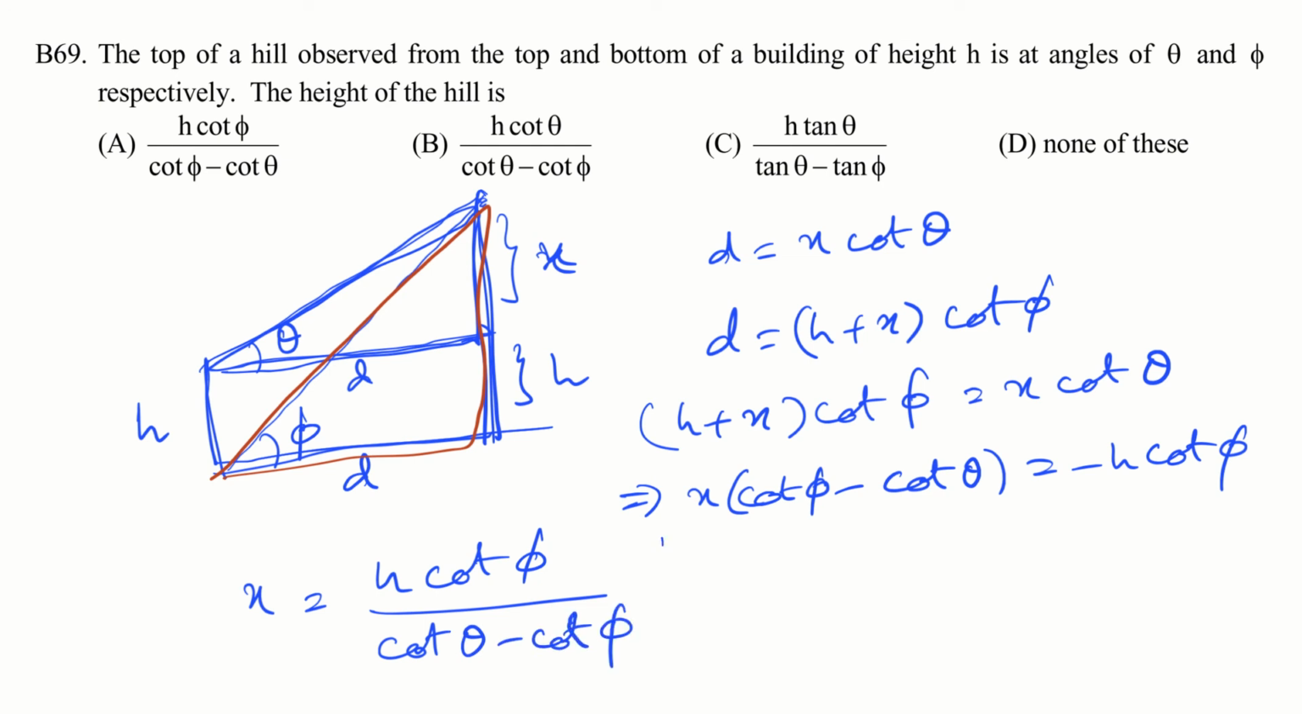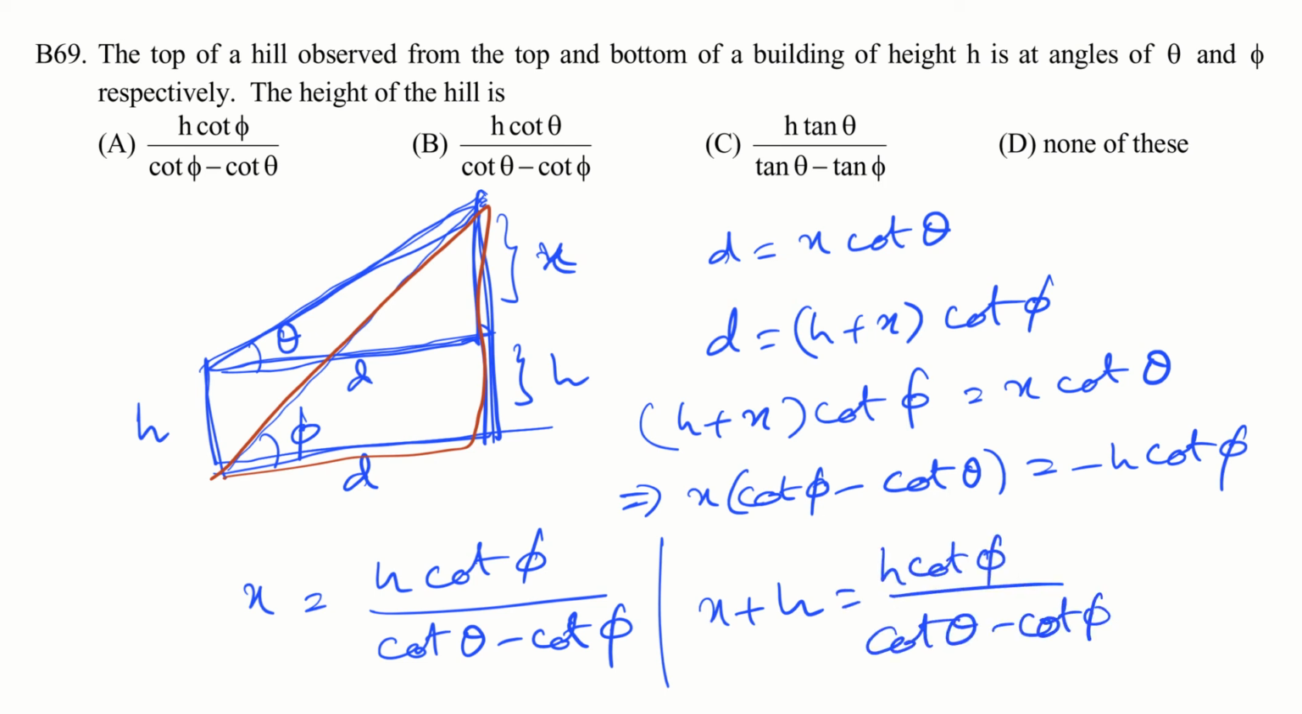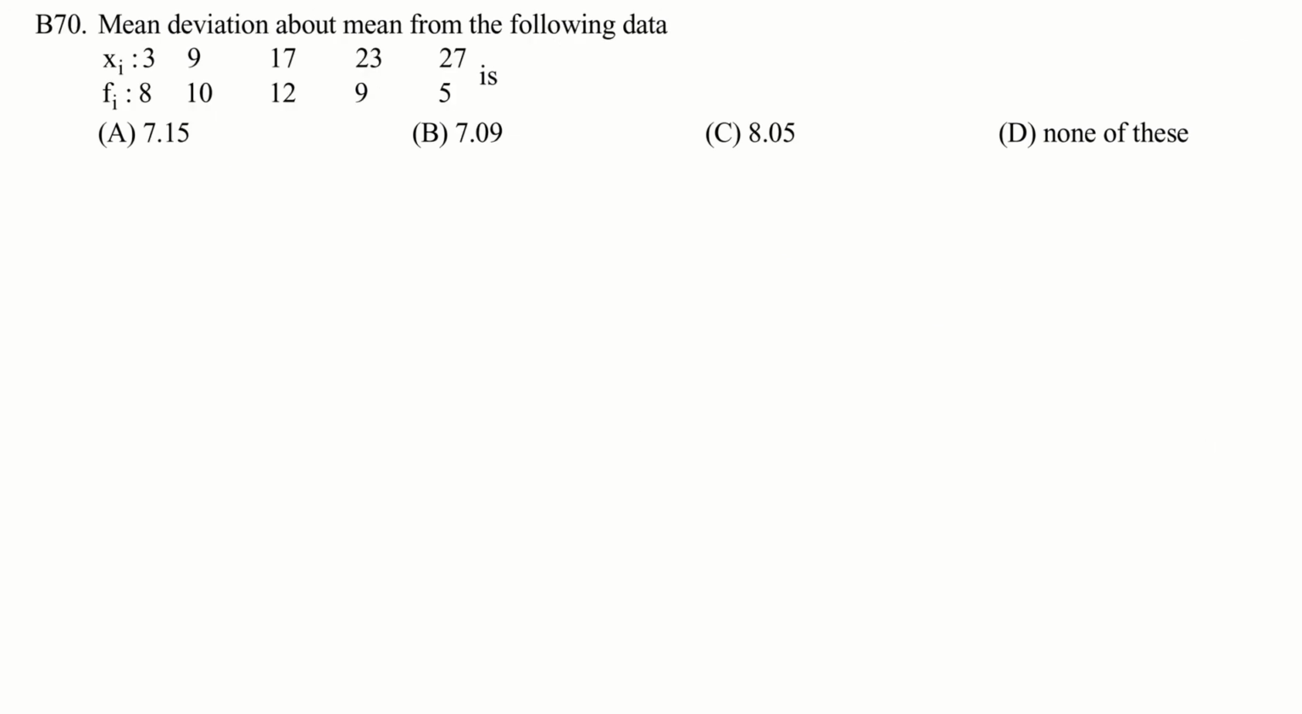Now for the height of the hill, you have to go for x plus h. So it is h cot phi by (cot theta minus cot phi) plus h. And just simplify, you get your answer. And this is a very simple theory based question. You have done many problems of this type in your intermediate textbook. Okay, so let's go to the next problem.